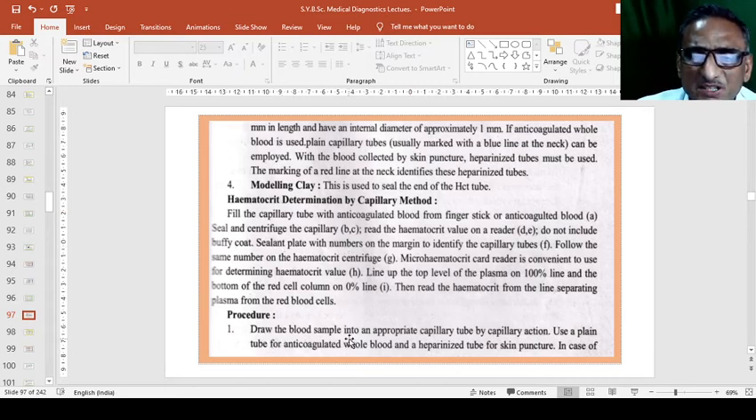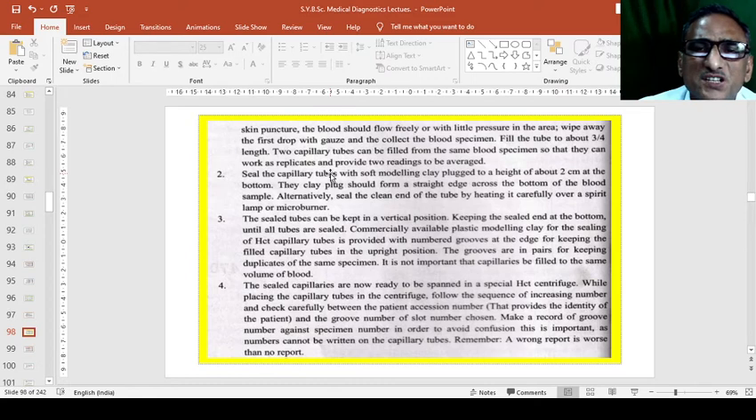Draw the blood sample into an appropriate capillary tube by capillary action. Use the plain tube for anticoagulated whole blood and the heparinized tube for skin puncture. In case of skin puncture, the blood should flow freely or with little pressure in the area. Wipe away the first drop, then with the gauze collect the blood specimen. Fill the tube to about 3/4 length.